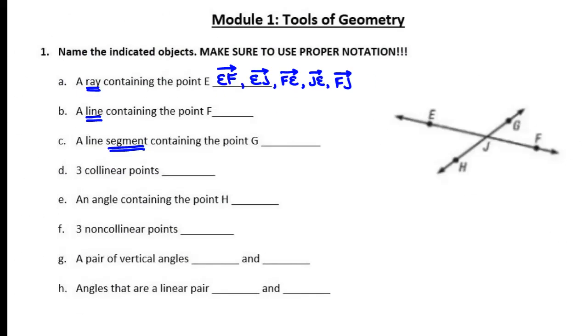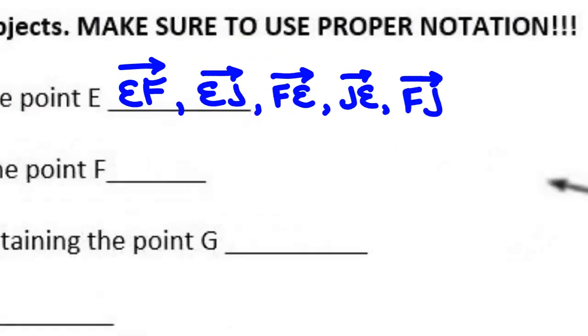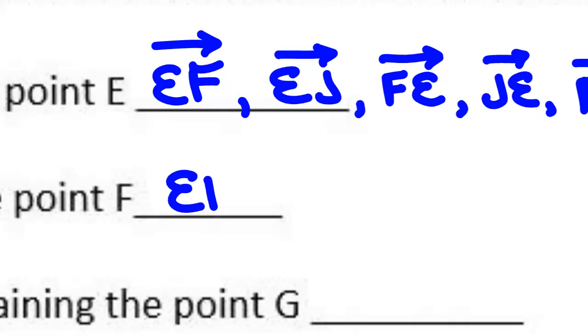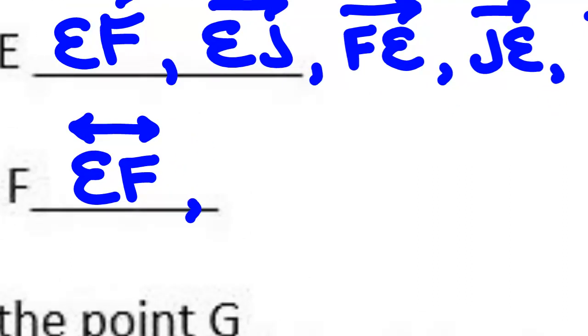A line containing point F. So we could do EF. This notation is different. This one has arrows on both ends. A ray just has arrows on one end. We could say line JF.